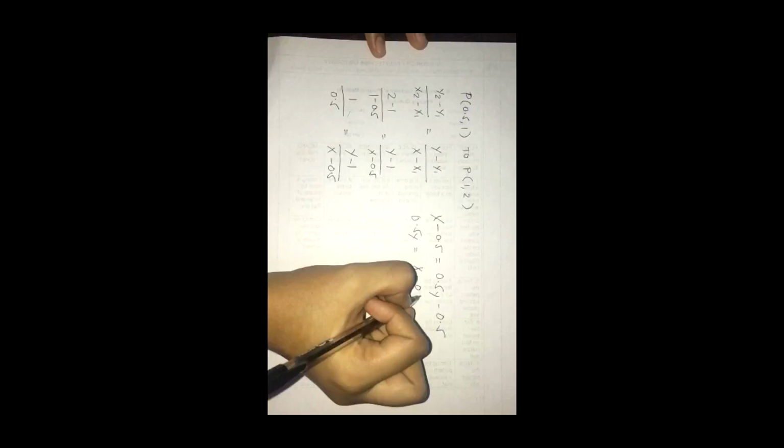Transpose 0.5y is equal to x minus 0.5 plus 0.5. 0.5y over 0.5 is equal to x over 0.5. Then cancel. Y is equal to x over 0.5. This is the final answer.